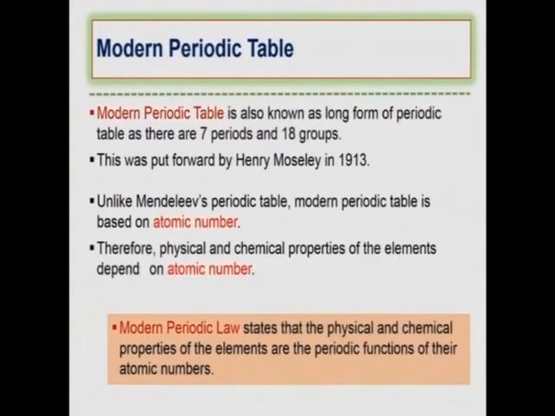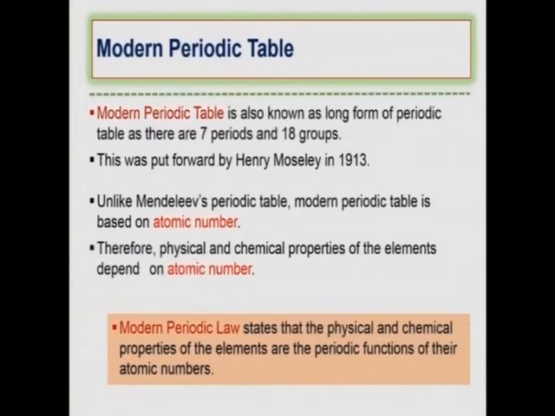In the modern periodic table there are 7 periods and 18 groups. This modern periodic table was put forward by Henry Moseley in the year 1913. Unlike the Mendeleev periodic table, the modern periodic table is totally based on atomic number. So in the modern periodic table, the elements are arranged in such a manner that physical and chemical properties of elements depend on the atomic number, not atomic weight.